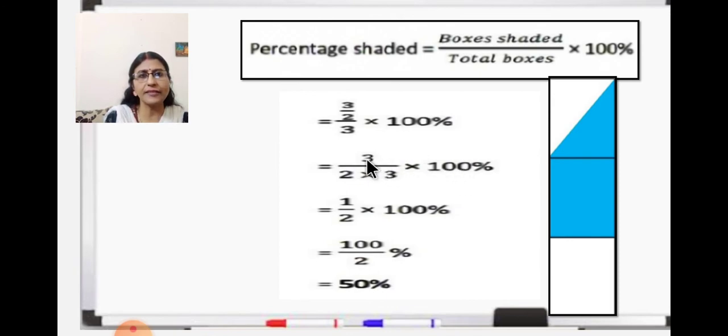And then you will solve this. This 3 will be cut. You will get half into 100%. And then 1 into 100 is 100. 100 divided by 2 is 50%. So this way you can find out that 50% of this figure, this box, is shaded.